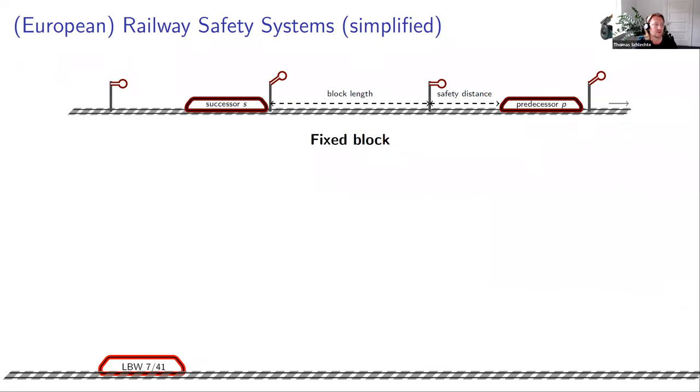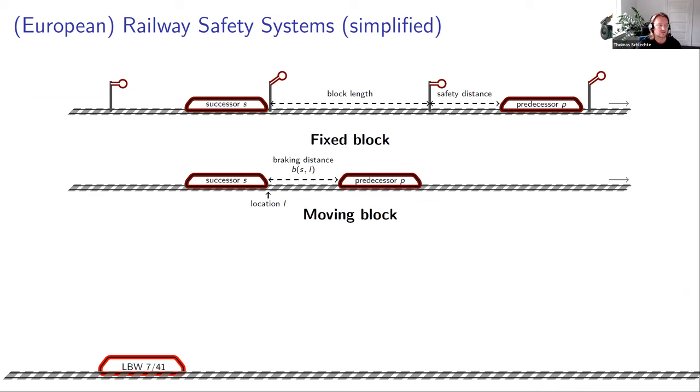In a classical European safety system, it's clear that a successor train is not allowed to enter a block until the predecessor has released it. So the predecessor has to be already in the next block, and also another safety distance has to be ensured. By this safety system, safety is ensured.